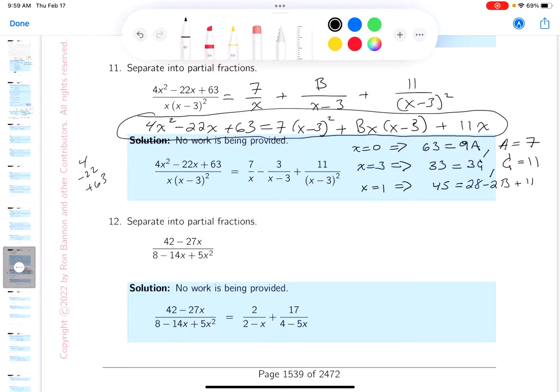Well, it's an equation of one unknown. I think I can figure it out pretty easily, but let's be careful. 45, 28, and 11 is going to be 39 minus 2b. Oh boy, I've got to subtract 39 from both sides, and you get 6 equals minus 2b. And then b is going to be equal to minus 3. Well, let me get my eraser out, and I think I'm there. I think I know my answer now. I'm going to commit to this.